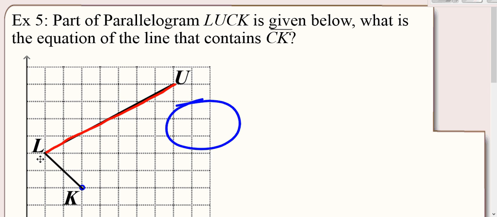Now, since on your paper you can't trace and then drag, your equivalent on paper is going to be to count. How much does it go up? How much does it go over? Think of it like a vector from way back in Unit 1. It goes up 1, 2, 3, 4, and it goes to the right 1, 2, 3, 4, 5, 6, 7. So it goes right 7, up 4, like a vector. So from K, we're going to go right 7 and up 4. Just like a vector. So that's where point C belongs.